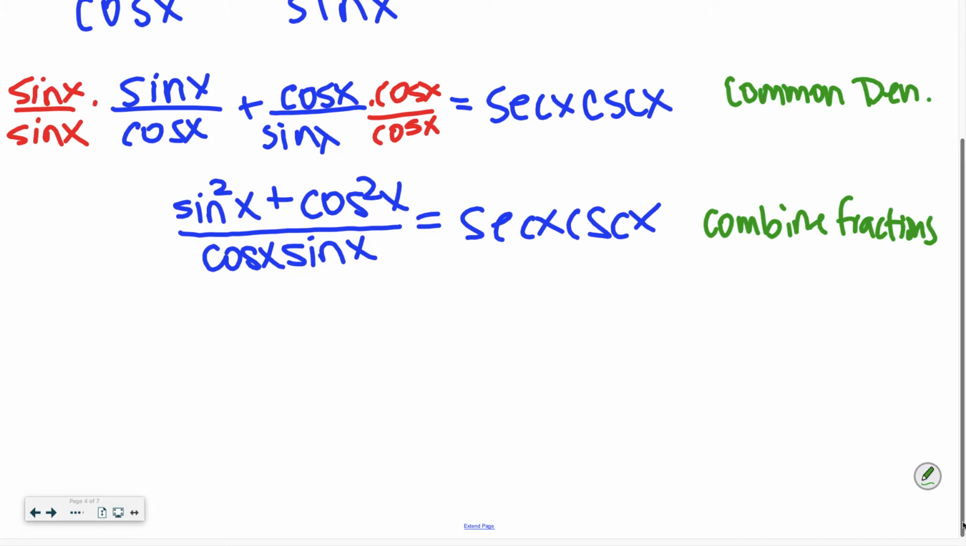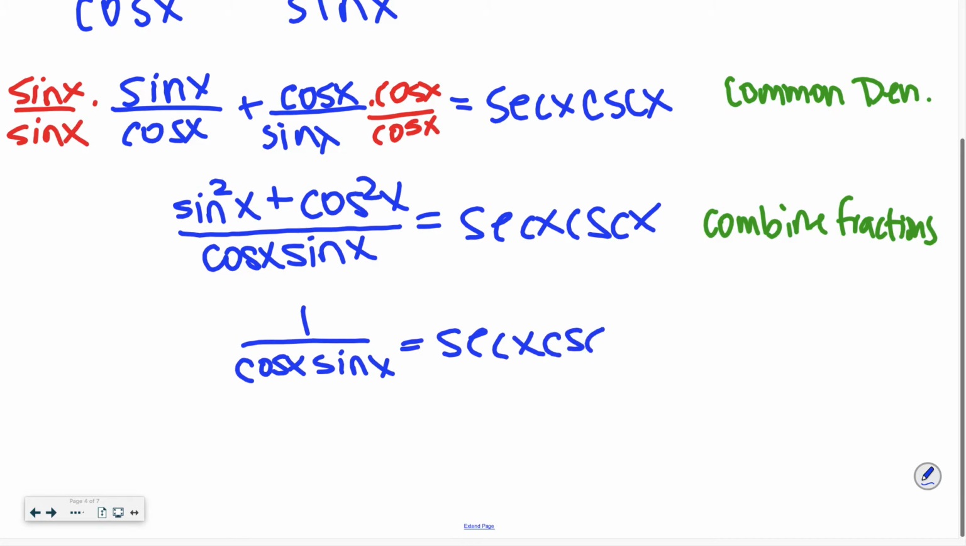All right, Nathan asked a question. Can we use the Pythagorean identity on the numerator? What's your answer for him? Yes. Sine squared plus cosine squared is 1. Nope, they have to be added together.